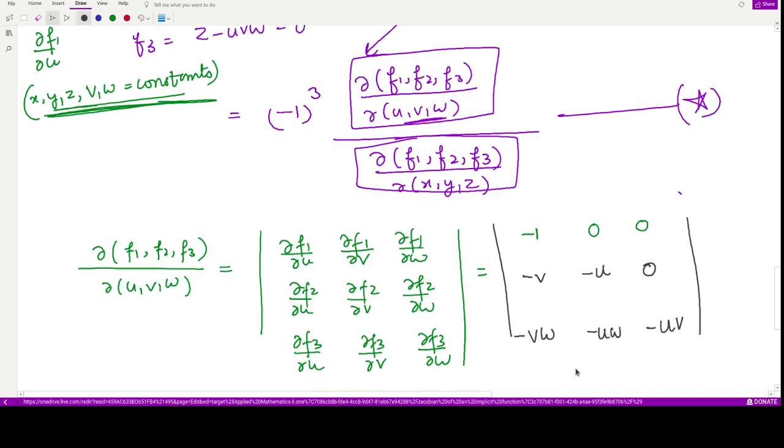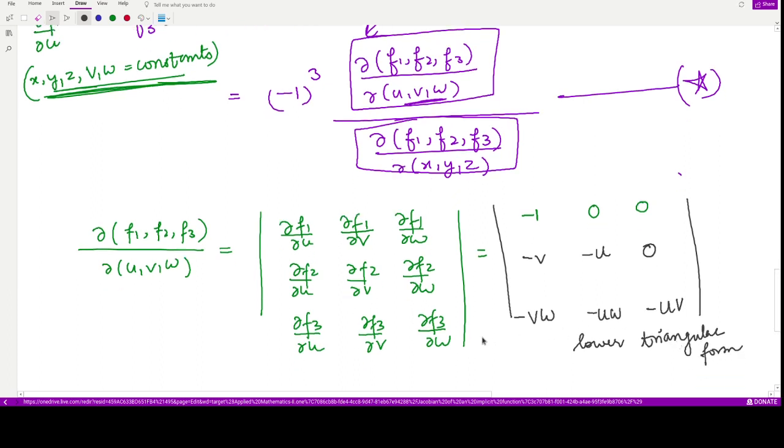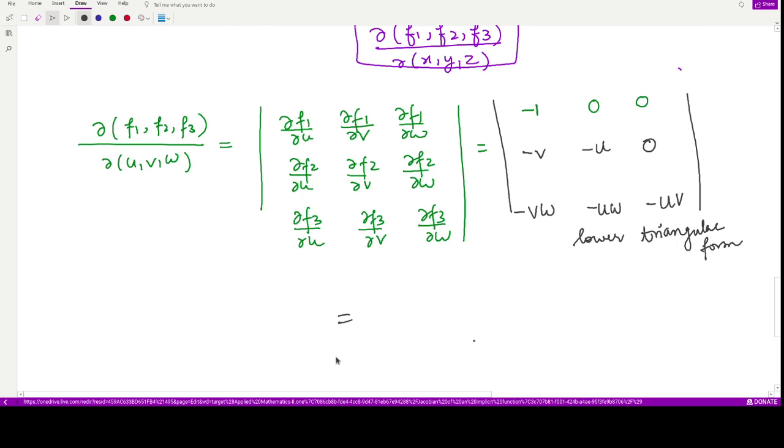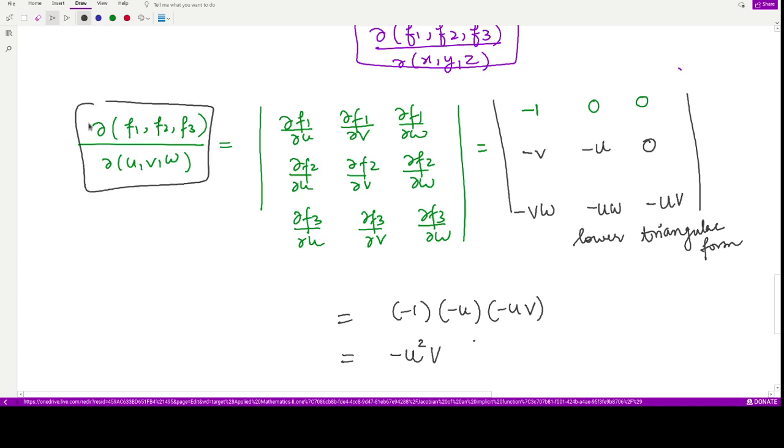Now this is in the lower triangular form. So that means its determinant would simply be equal to the product of the diagonal terms. So it would be equal to minus 1 times minus u times minus uv. Otherwise also you could simply use the formulas for determinant and calculate very easily. It is equal to minus u square v. So this is the value of del of f1, f2, f3 with respect to u, v, w.